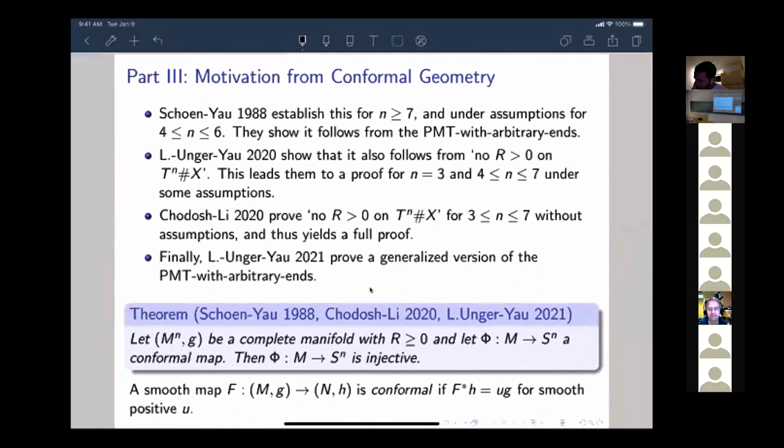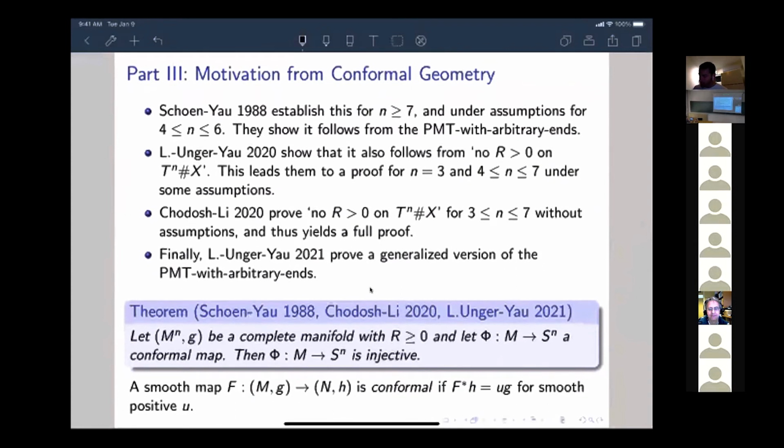So this is kind of how I would summarize the various contributions in the literature. It's a bit confusing. So Schoen-Yau established the injectivity of the map using other means, that they don't use it via a positive mass theorem, but rather by looking more directly at the problem. For n greater or equal to 7, and for n less than 7, they have some assumptions, from 4 to 6, and for n equals 3, they don't actually include a statement. But they show that it follows anyway from the positive mass theorem with arbitrary ends, but they don't prove the positive mass theorem with arbitrary ends. And in a previous paper with Ryan and Yao, we showed that it actually also follows from what you could call the torus conjecture or the Geroch conjecture.